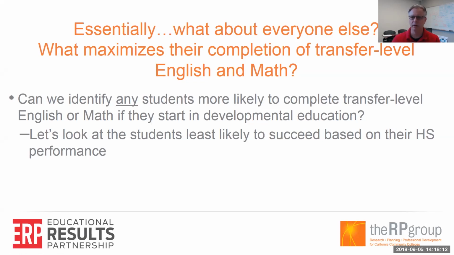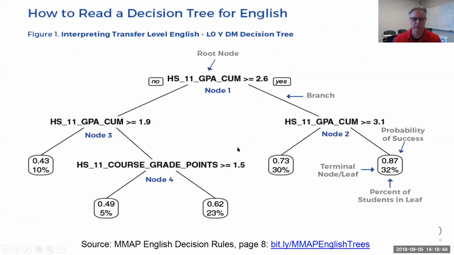So first of all, there's this term throughput that comes to the fore that's very key. That's the proportion of students who begin the sequence who successfully complete the sequence within a specified period of time. And for AB 705, that's 1 year. So we started off by looking at the students who are least likely to succeed based on their high school performance. And we can identify those students in the pre-existing work that MMAP had already done with our decision trees.